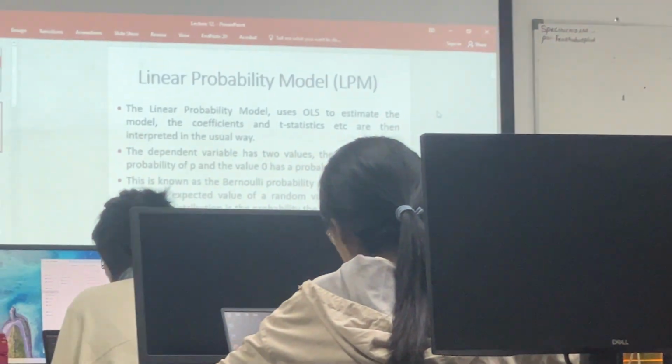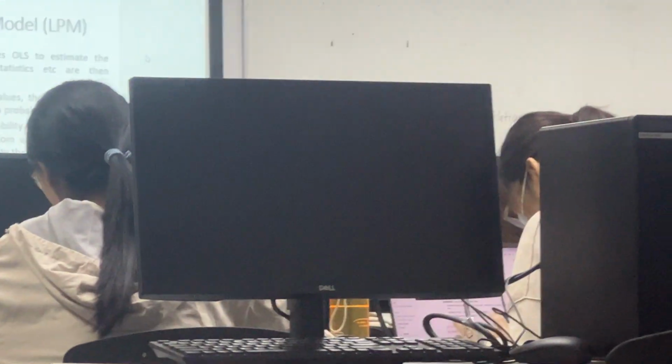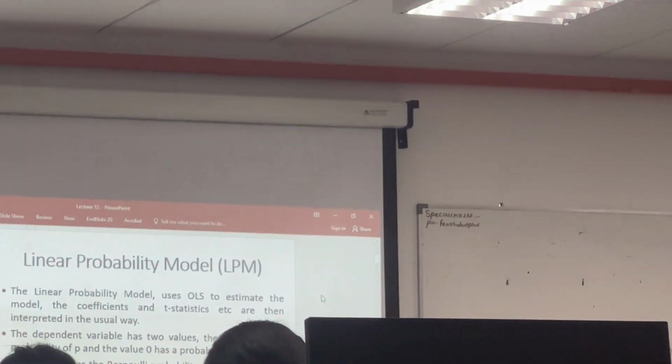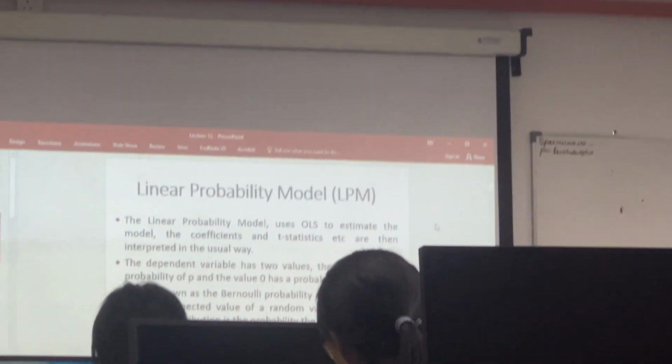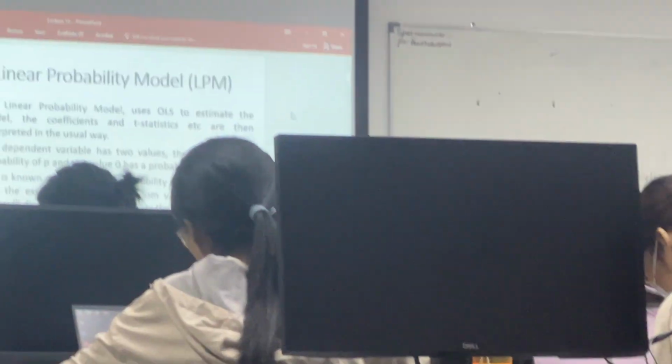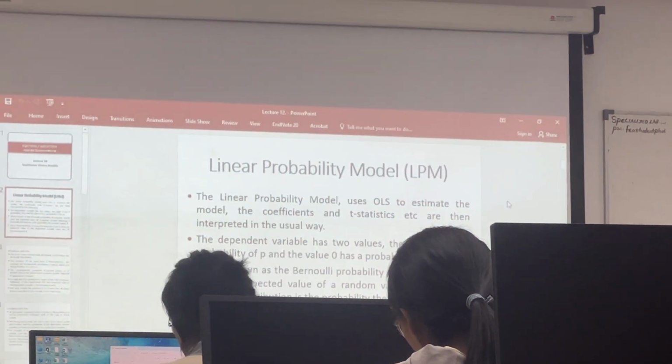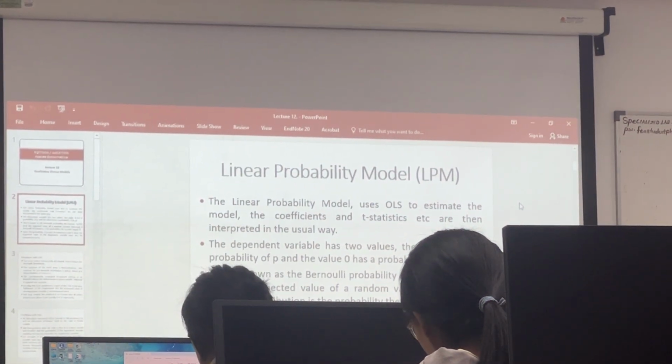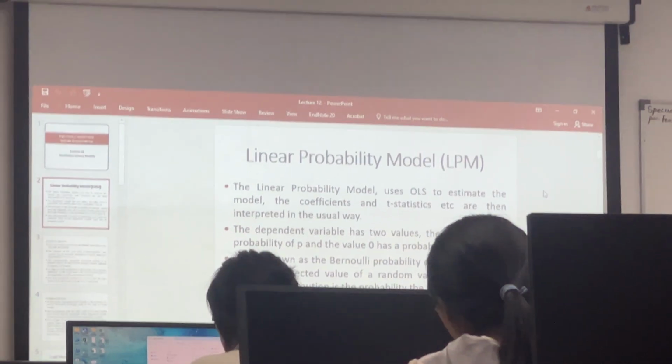Because the value is either 0 or 1, and a probability just takes a value between 0 and 1, we can use that to represent a probability. So since the probability P must lie between 0 and 1, the expected value of the dependent variable must also lie between 0 and 1.